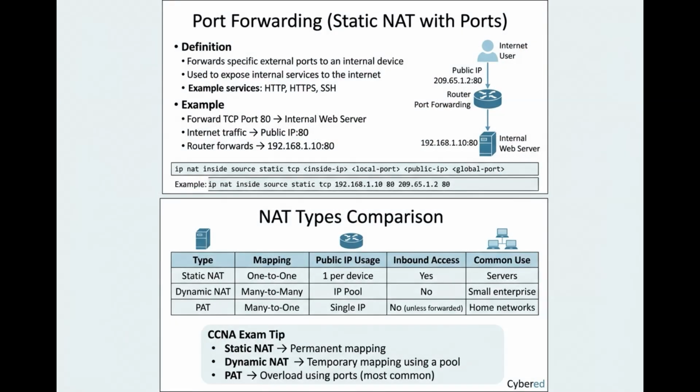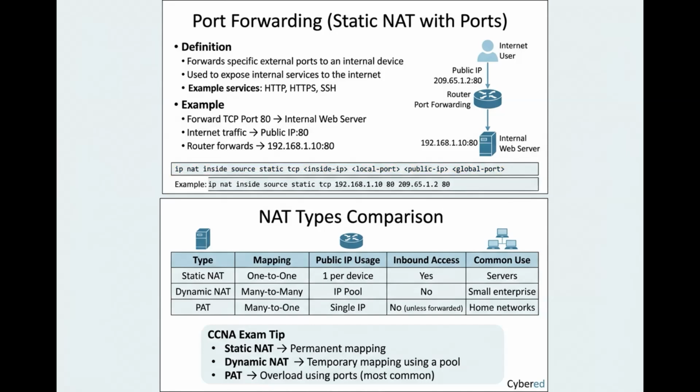Port forwarding is used to forward specific services, such as HTTP or SSH, to an internal server. An example: forward TCP port 80 to an internal web server. And configuration: ip nat inside source static tcp, inside IP, local port, public IP, and global port.